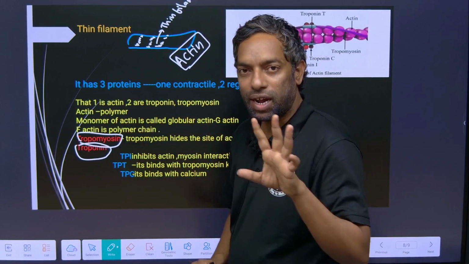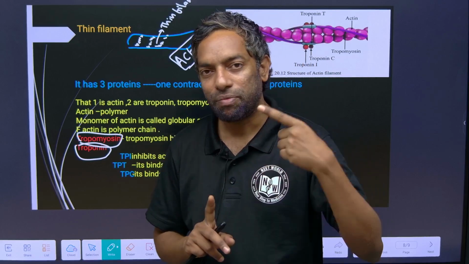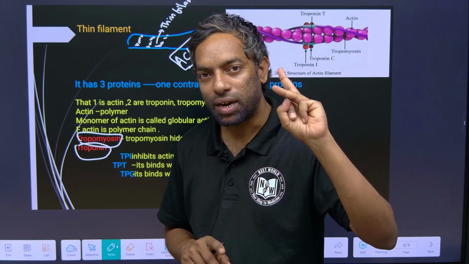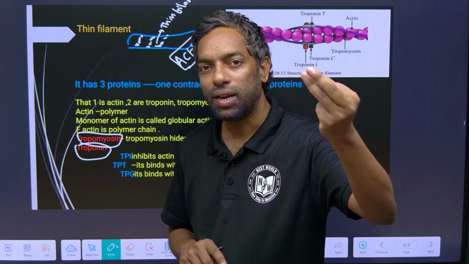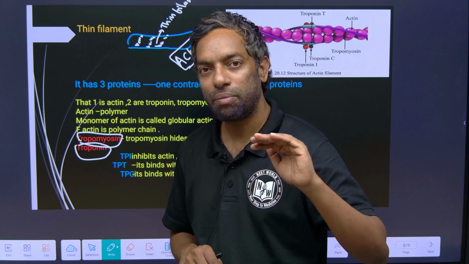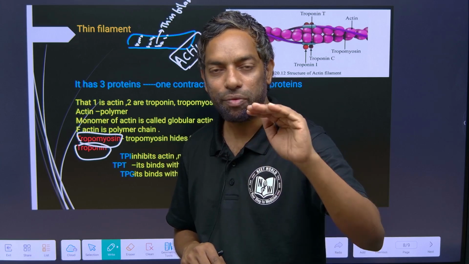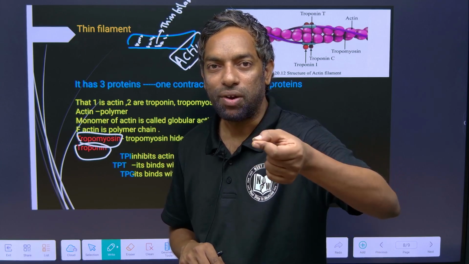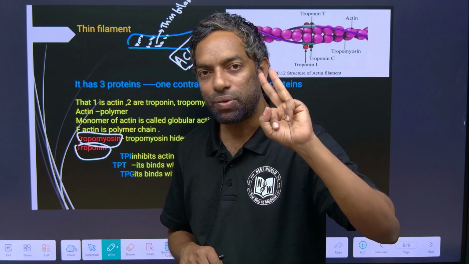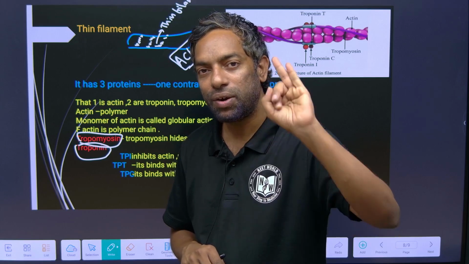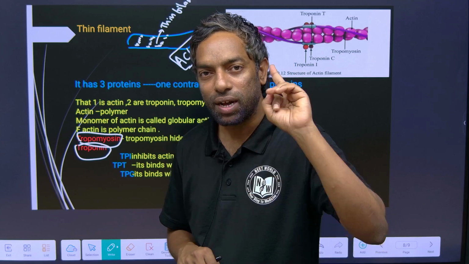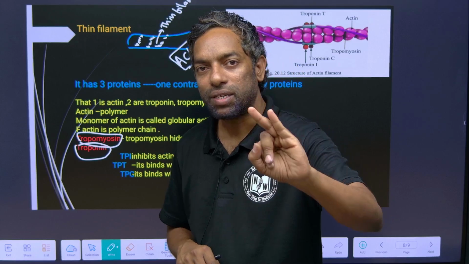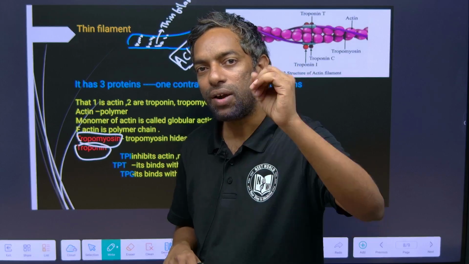The thick filament has only one contractile protein, which we can call myosin. The thin filament has one contractile protein and two regulatory proteins. Don't confuse the thick filament and the thin filament. The thick filament has only one contractile protein, that is myosin. The thin filament has one contractile protein, two regulatory proteins. One contractile protein named actin, and two regulatory proteins, troponin and tropomyosin.